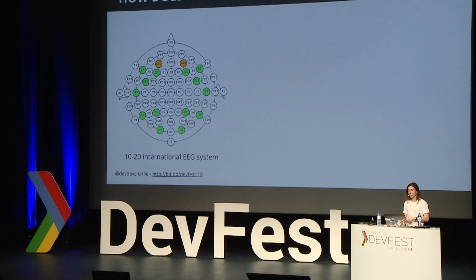The brain sensor actually has a lot of different electrodes around the head. And what you see here is the 10-20 International EEG system that shows you where certain electrodes should be placed around the head depending on what you want to track.